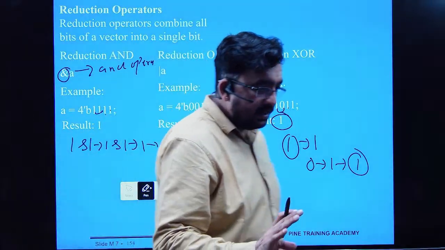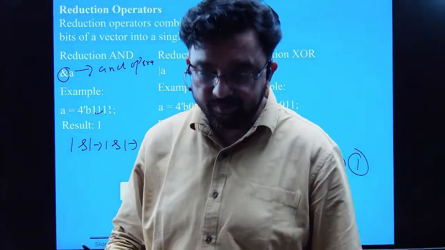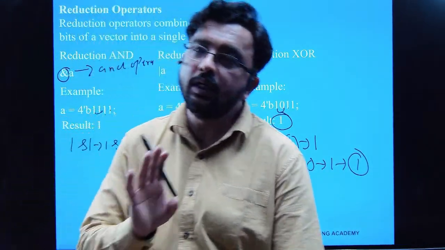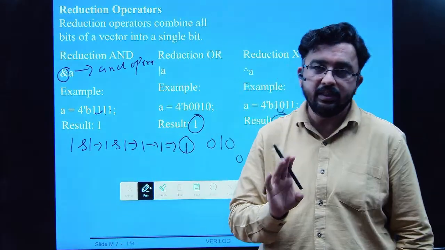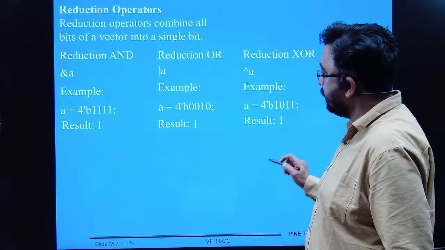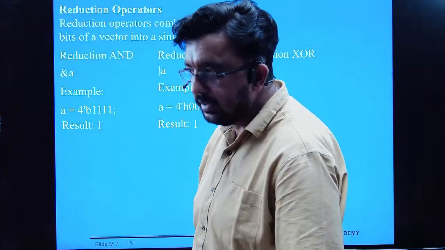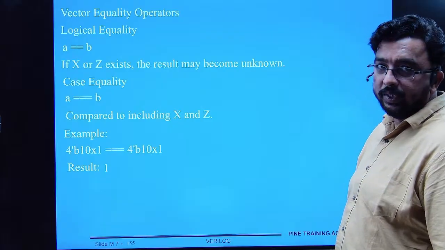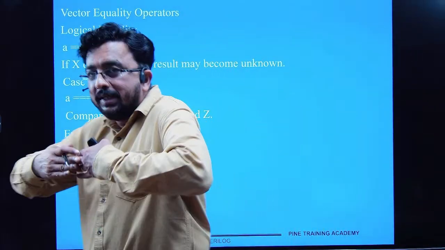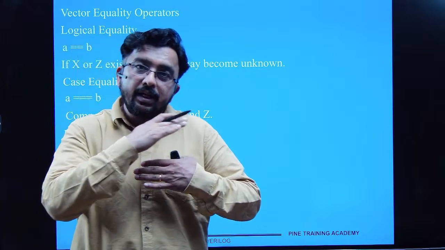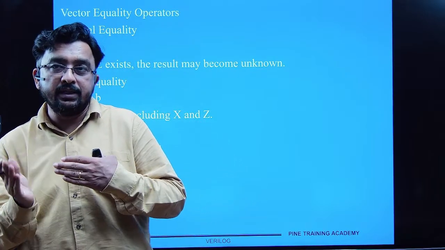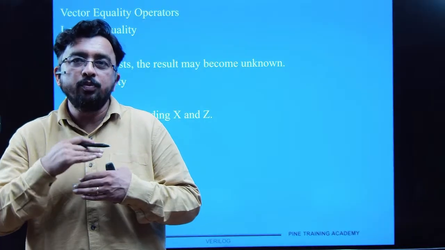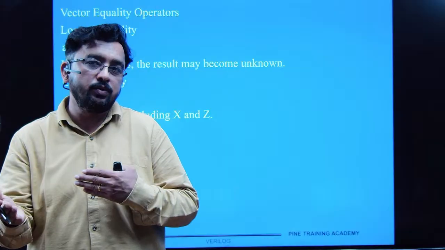So the story is very simple. The operators like reduction operators work only on vectors. Next is equality operators. Again you want to compare something. Before this we saw less than and greater than. Now you are comparing. If it is equal then the output is 1, if it is not equal then the output is 0.